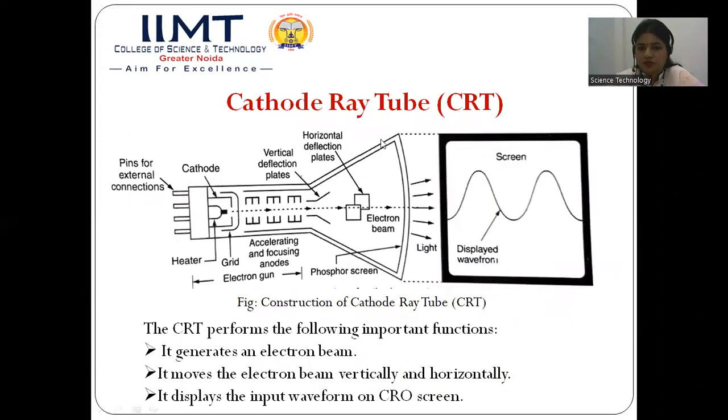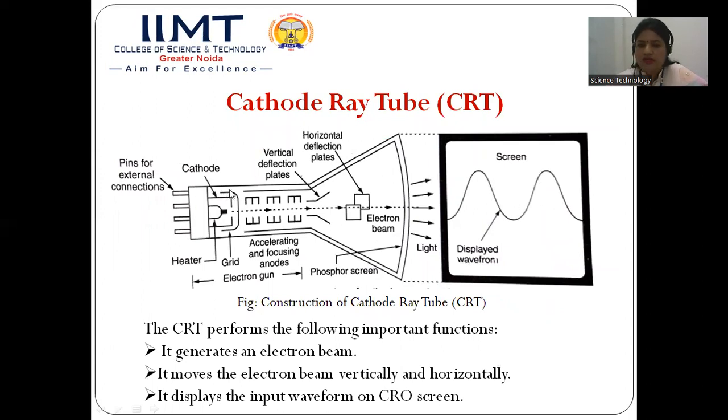So this is the cathode ray tube. As I have told earlier, it is the heart of the CRO. It performs the following important functions. First of all, it generates the electron beam. Then it moves the electron beam vertically and horizontally depending upon the type of input signal we have applied. And thirdly, it displays that input waveform on the CRO screen. So this is the screen on which this type of waveform is obtained.